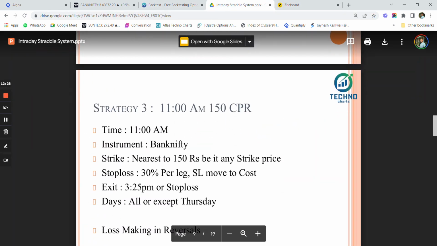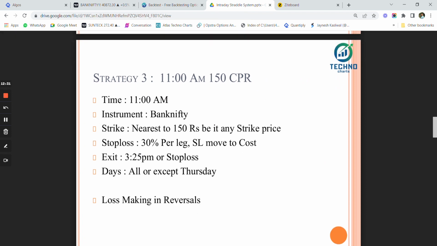So the third strategy that we can trade is, at 11 a.m. I am going to short around 150 points premium, be it of any strike price. Stop loss would be 30% per leg, and SL is moved to cost for individual legs. We are trading this strategy. You can trade the strategy on all days, but on Thursday the problem is it would be around 100 points in the money option, right? So if you are not comfortable with trading in the money on Thursday, then you can avoid it on Thursday. But if you do not have a problem trading in the money options on Thursday, there would not be such a great difference to be honest, so you can trade the strategy on Thursdays also.